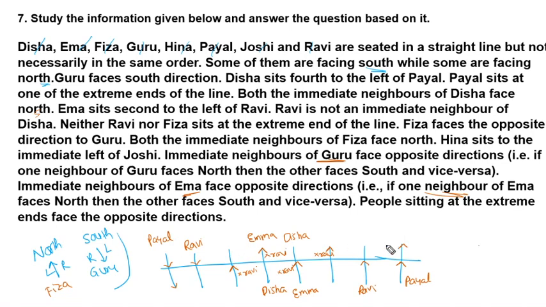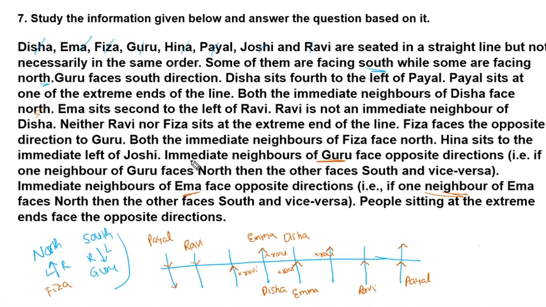Hina, Joshi, Hina, Joshi. Chances are there. Okay, so let's see. Any other point we have? Immediate neighbor of Guru face opposite directions. Immediate neighbor of Emma faces opposite directions. People sitting at extreme end of the line face opposite direction. So only one point. By using that point, we need to start. So what does that point mean?